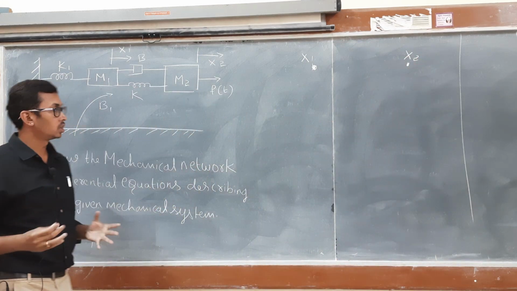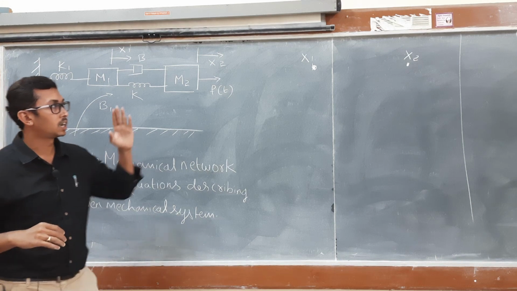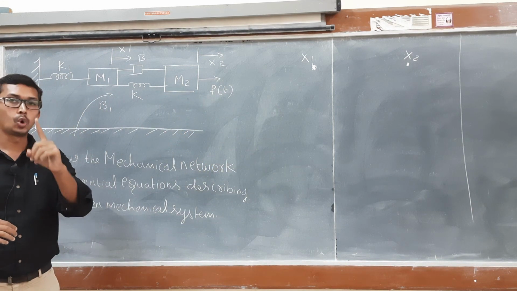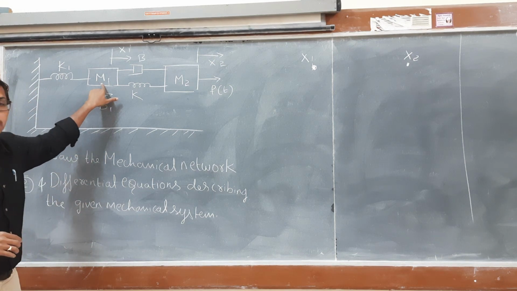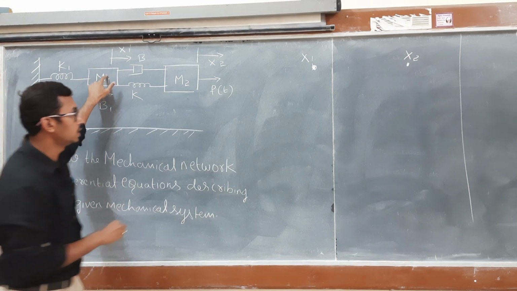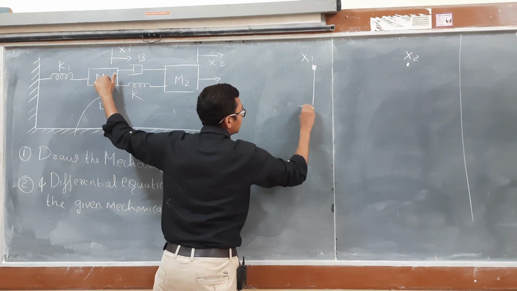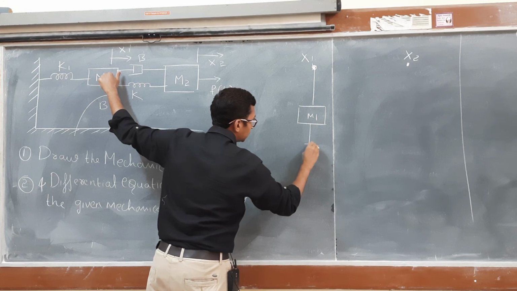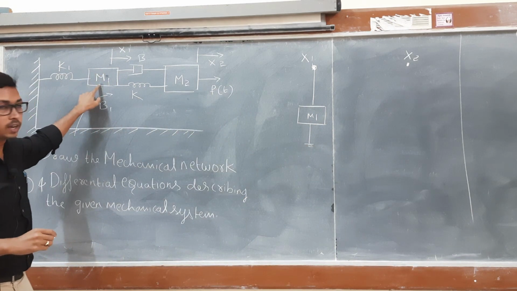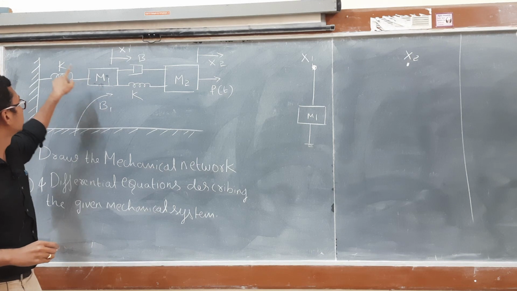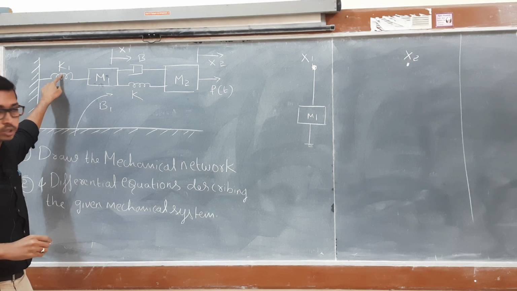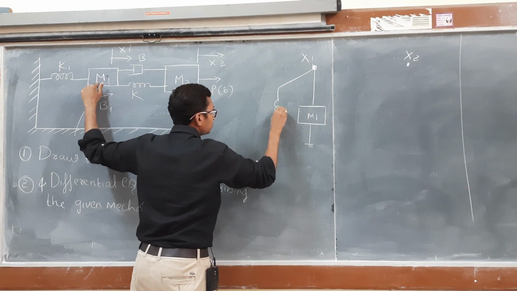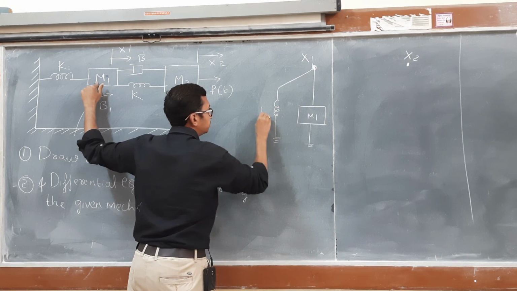Now we need to check what things are connected to node number 1 and node number 2. First I am going to consider node number 1, that is mass 1. To node number 1 there is a mass, which I am going to represent as M1. To this node there is also a K1, which is associated with M1. So there is a spring K1.